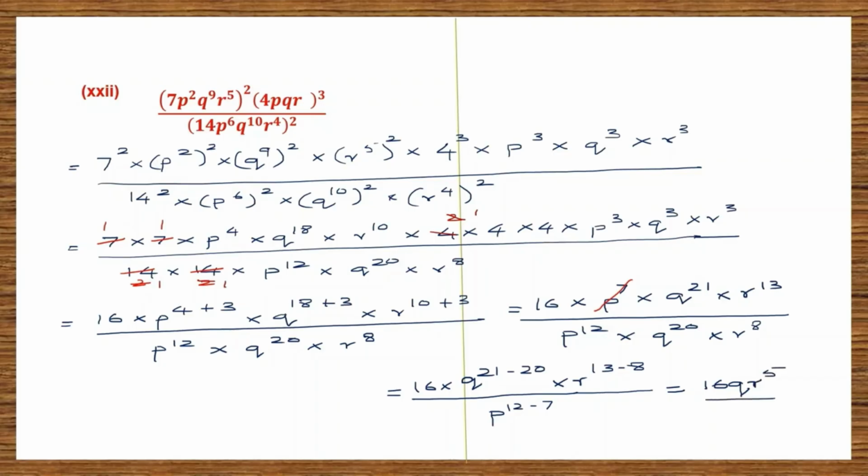In the denominator, we have p to the power of 12 minus 7. And 12 minus 7 is 5. So that will be p to the power of 5. So this is p to the power of 5. So we've got a final answer: 16 q r raised to the power of 5 by p raised to the power of 5.